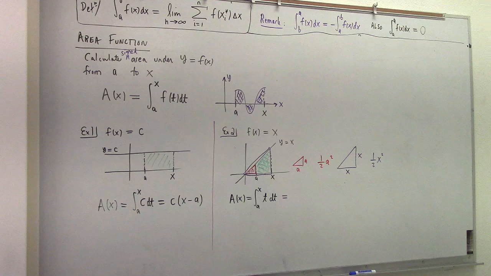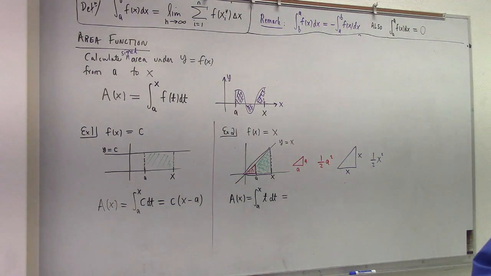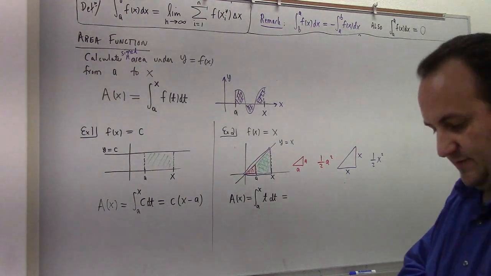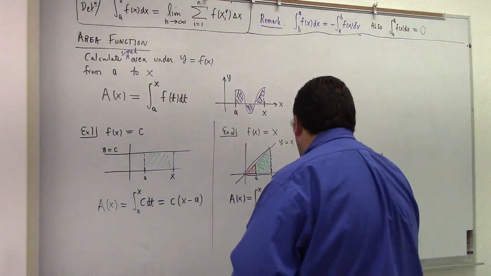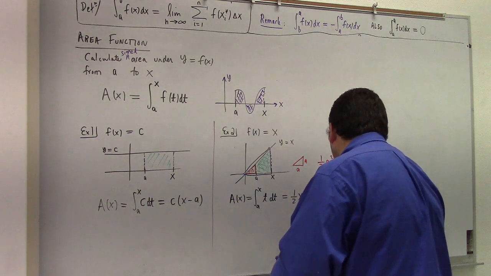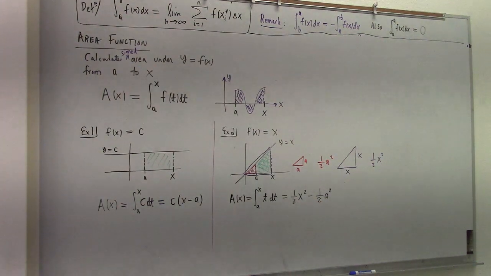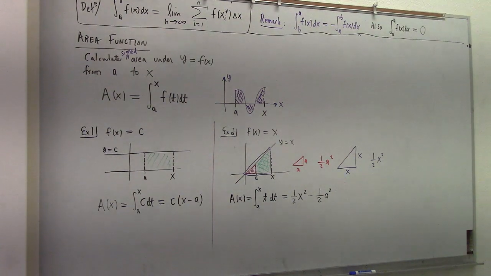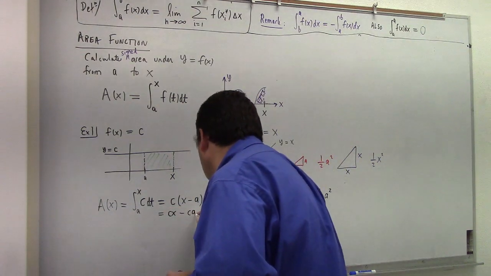So what's the area of the trapezoidal region I graphed in green? It's the area of the big triangle minus the area of the little triangle. Do you agree? Does that make sense? So that's one half x squared minus one half a squared. So guys, what's going on here? Let me rewrite the last thing. This last one was cx minus ca.